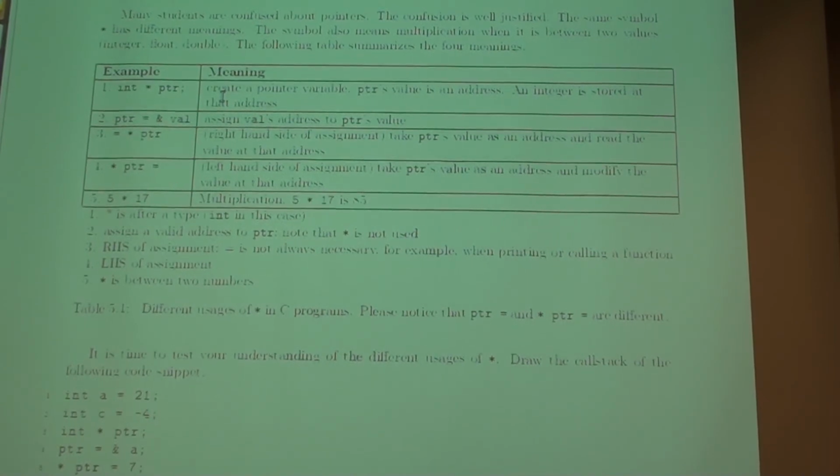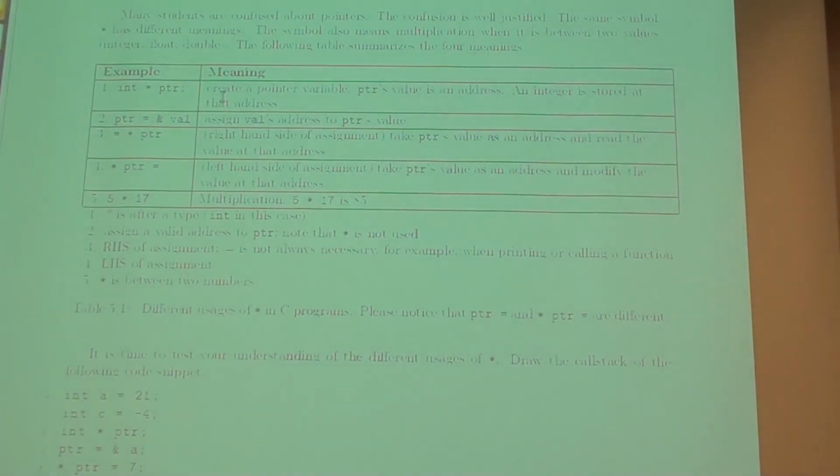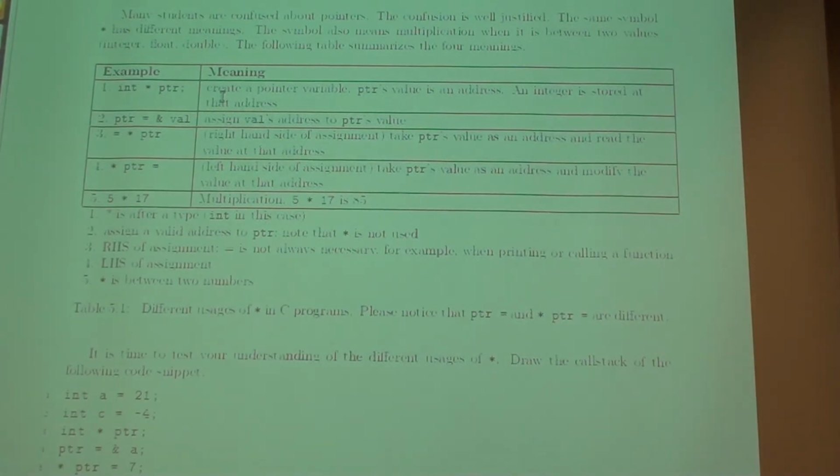Line 3 corresponds to rule number 2. You have an ampersand in front. Line 3. Line 5, which rule does it correspond to in this table? Number 4. So number 4 says it's left side of assignment. We're going to take PTR's value as an address. PTR's value is an address, it's 100. And we're going to modify the value at that address. So the right side is 17. We'll take 100 as an address, modify the value at that address, so this one will become 17. You are modifying A.